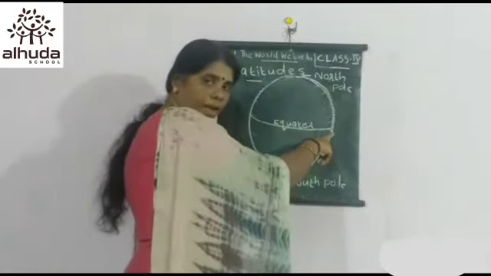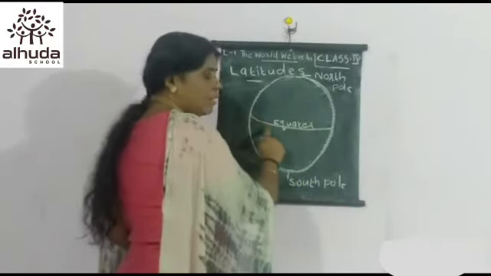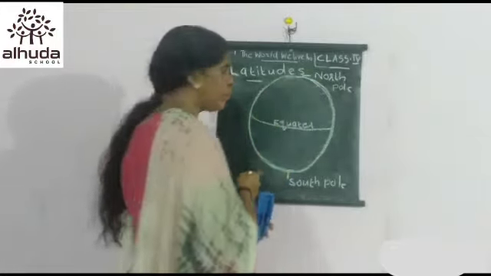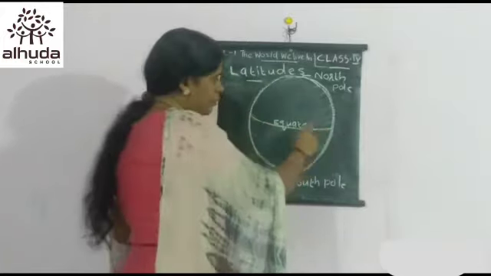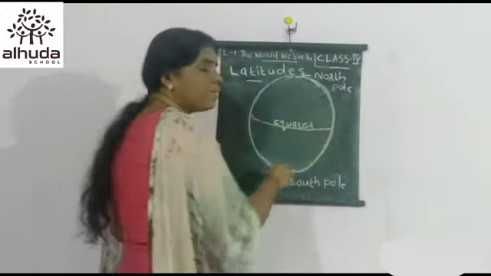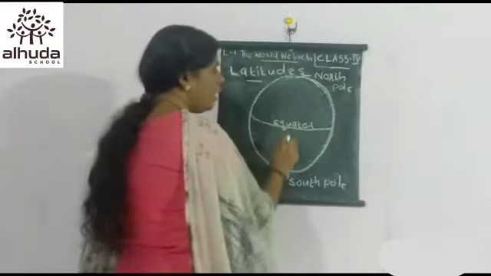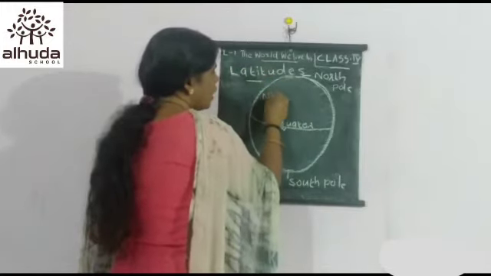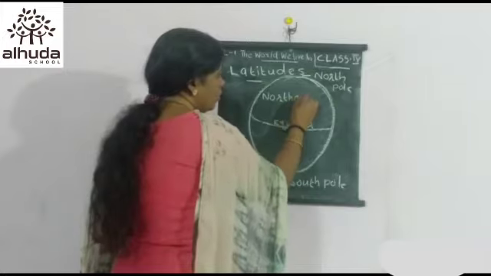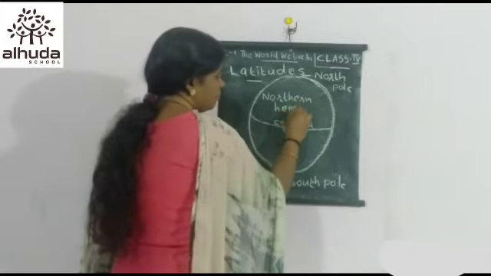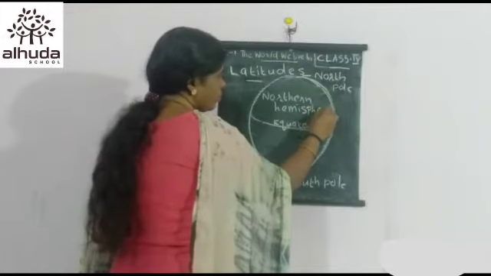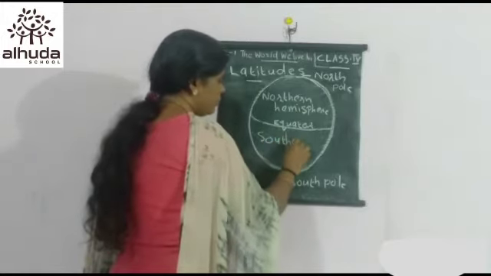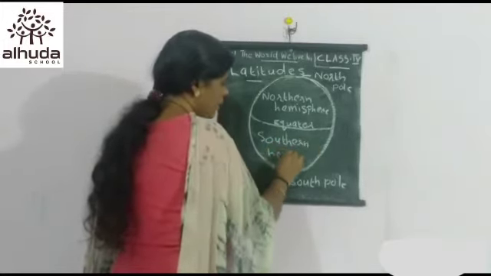This imaginary line divides the entire earth into two halves. It is passing through the middle, and you know that if a line passes through the middle, it divides the whole sphere into two equal halves. So this equator divides the earth into two equal halves. The topmost portion is called the northern hemisphere, and the bottom portion is known as the southern hemisphere.